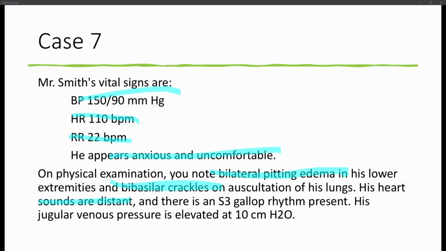Heart sounds are distant. Why? Because you're trying to listen to the heart through fluid in the lungs. So it's going to sound like it's further away because you're having to listen through fluids. S3 gallop is present, and jugular venous pressure is elevated at 10 centimeters of water. Don't worry about that number, just know JVD is up. So we've got backflow in the jugulars.